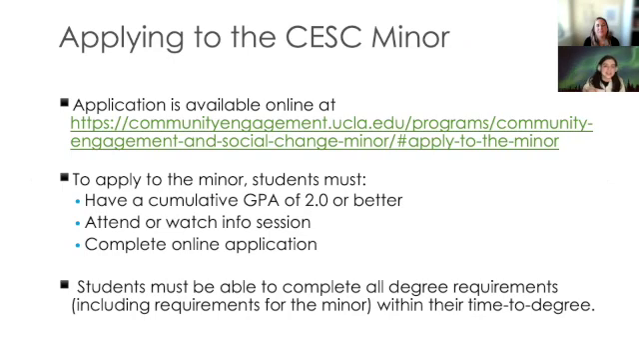All right, so applying to the minor, you can do so online at the Community Engagement website page, which is linked here. To apply for the minor, you'd have to have a cumulative GPA of 2.0 or better. You must attend or watch an info session, such as the one we're presenting to you now. And you would complete that online application on the website. Again, for any questions, you can also email us, and all of our contact information can be found on that link as well. You should be able to complete all degree requirements, including the requirements for the minor, within your time to degree.